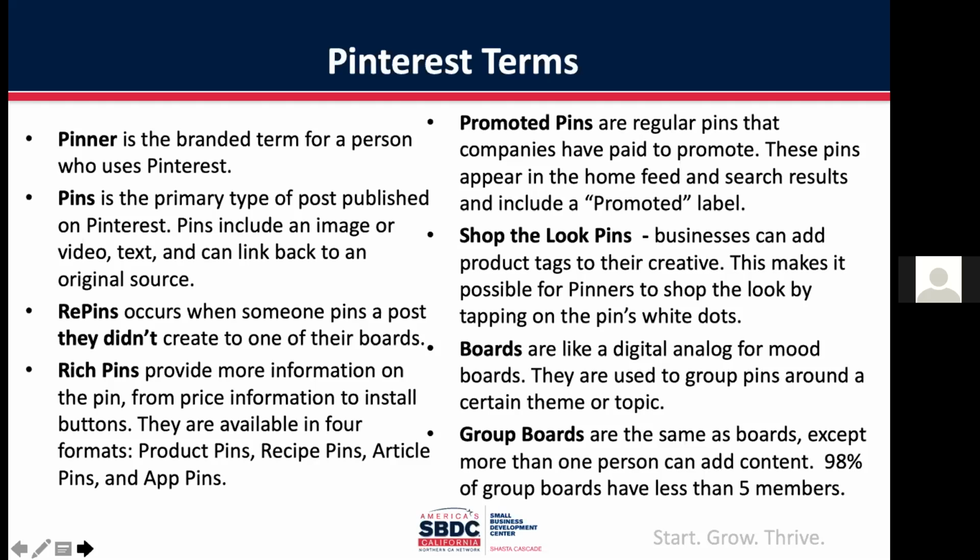Rich pins provide more information on the pin, from price information to install buttons. They are available in 4 formats: a product pin, a recipe pin, an article pin, and an app pin. So these are the types that are rich pins. So promoted pins are regular pins that companies have to pay to promote. These pins appear in the home feed and search results and include a promoted label, just like we see in Facebook and Instagram, sponsored or promoted.